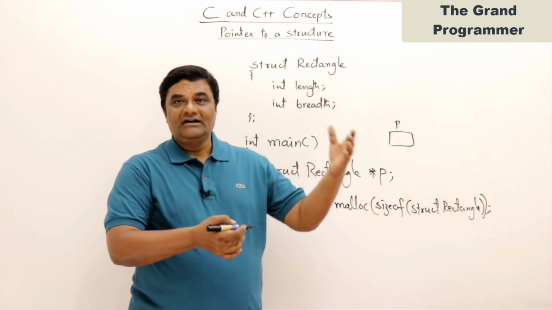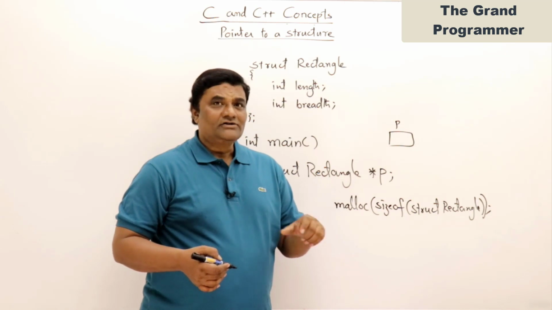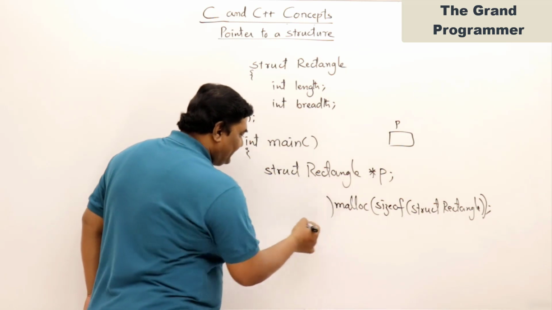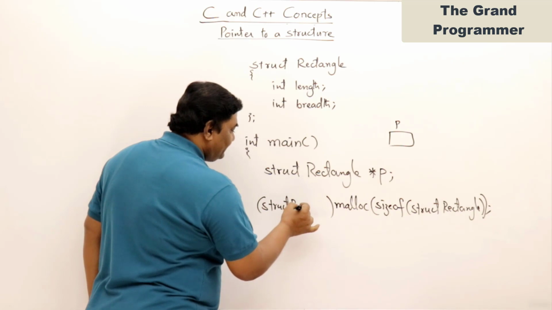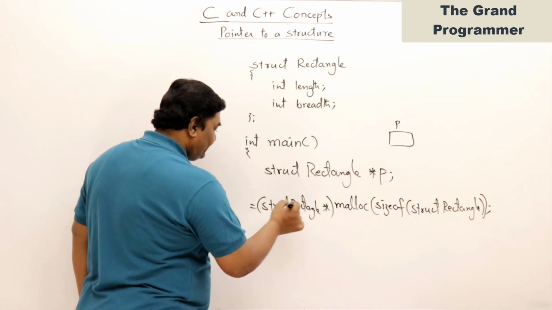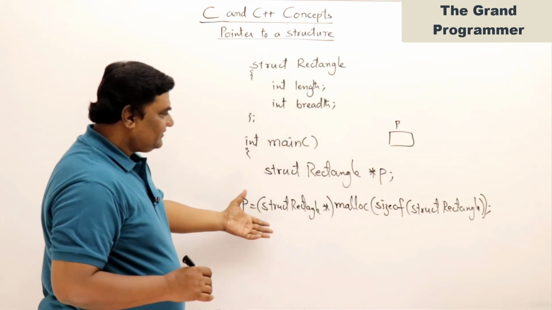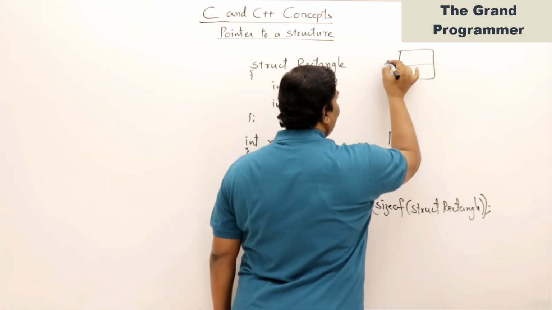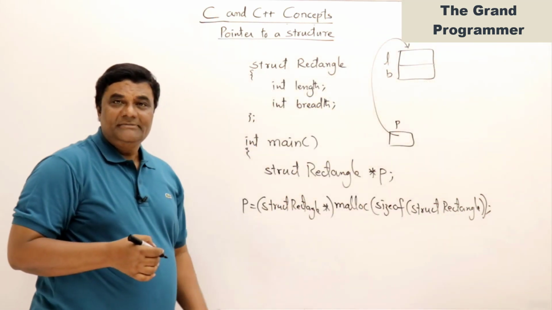Now we have to typecast it because the malloc function returns a void pointer, right? A void pointer means it's a generic pointer, so I have to typecast it. For typecasting, I should write struct rectangle asterisk. So I am typecasting it as a rectangle type structure pointer, then assign it to P. This is how we can allocate an object of type rectangle in heap. So this will be created in heap and it will have length and breadth, and the pointer will be pointing at that. This is the method.